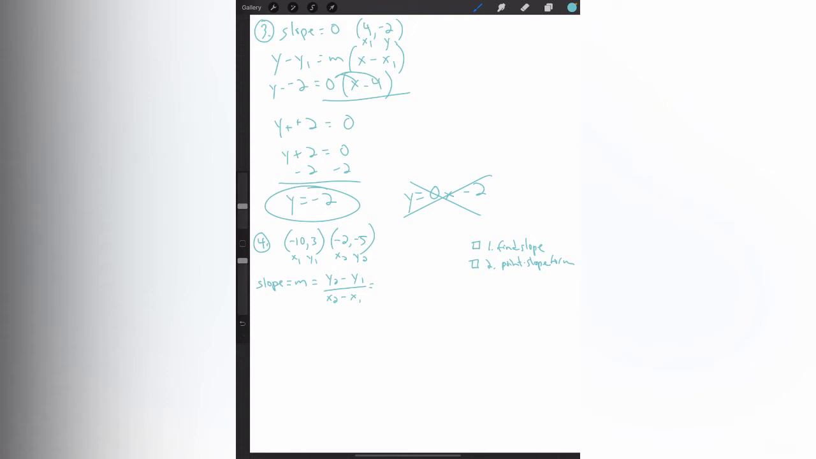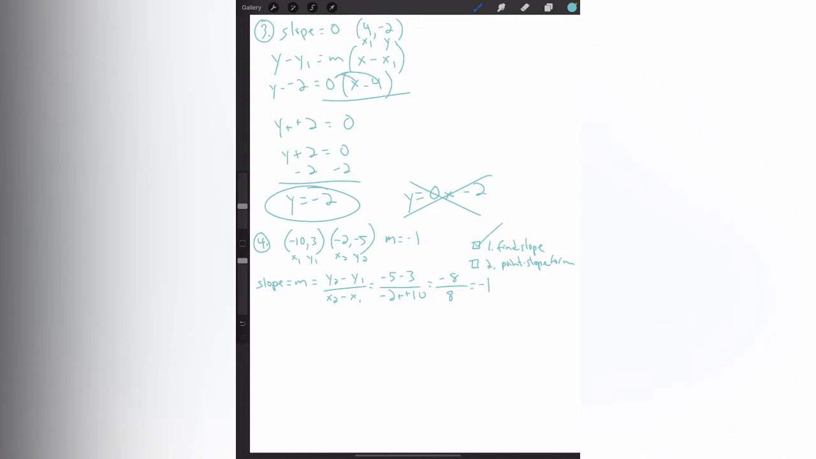So I'm going to substitute in these values here. y2 is negative 5 minus 3, over x2, which is negative 2 minus negative 10. All right, so negative 5 minus 3 gives me a negative 8. And negative 2, subtract negative, that's adding a positive, so really that gives me 8. Negative 8 divided by 8 gives me negative 1. So my slope is equal to negative 1. Now, I went ahead and found the slope. I'll check that off my checklist.